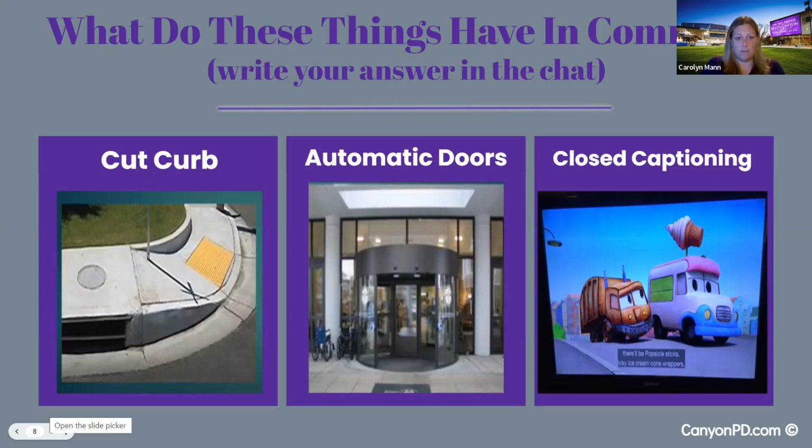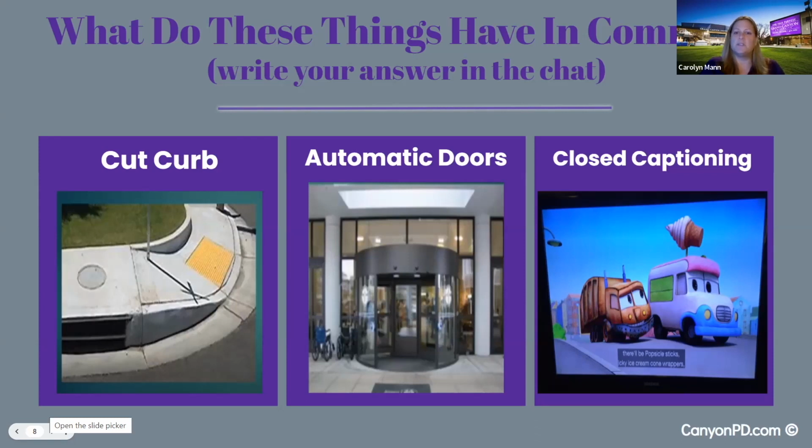We have the cut curb, which we know accommodates all sorts of things from wheelchairs to strollers. We have automatic doors that can help with a variety of different issues and helping people successfully get into a building. And the last one we have is closed captioning. All of you might be thinking of something in particular and how these can be used to support the needs of students with perhaps disabilities.